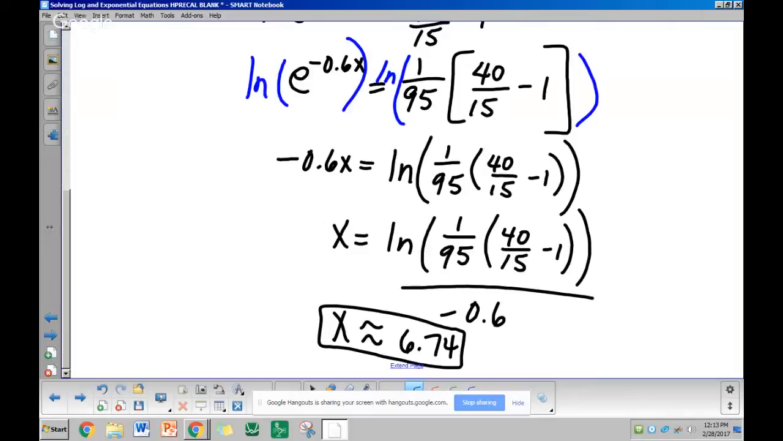Questions on that? What do we do? We just cross multiply and get the x all by itself. It looks messy, but not too bad.